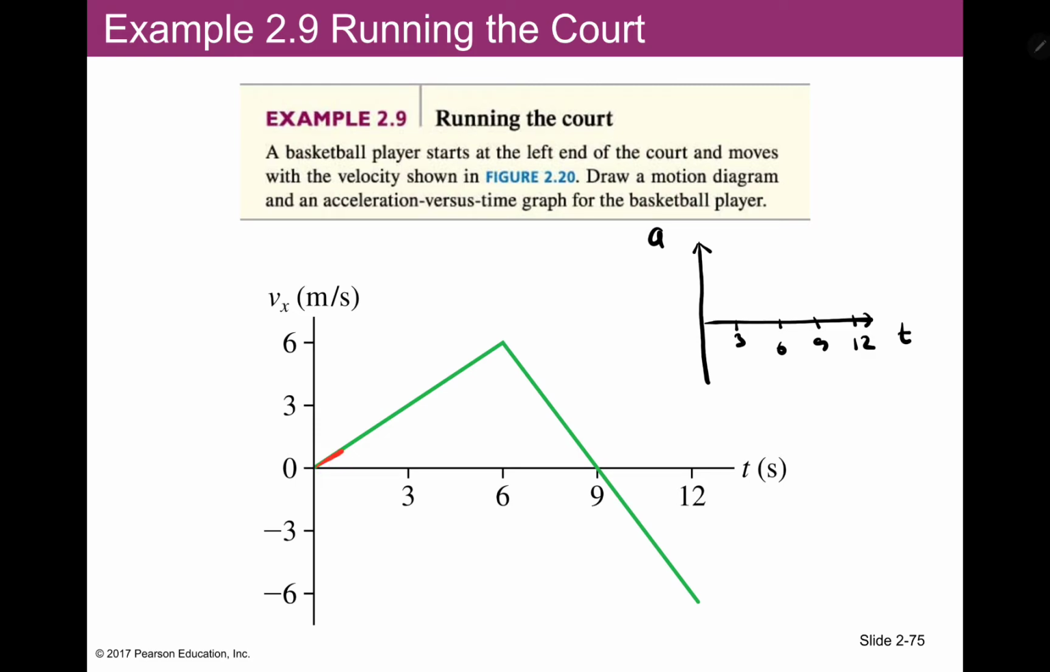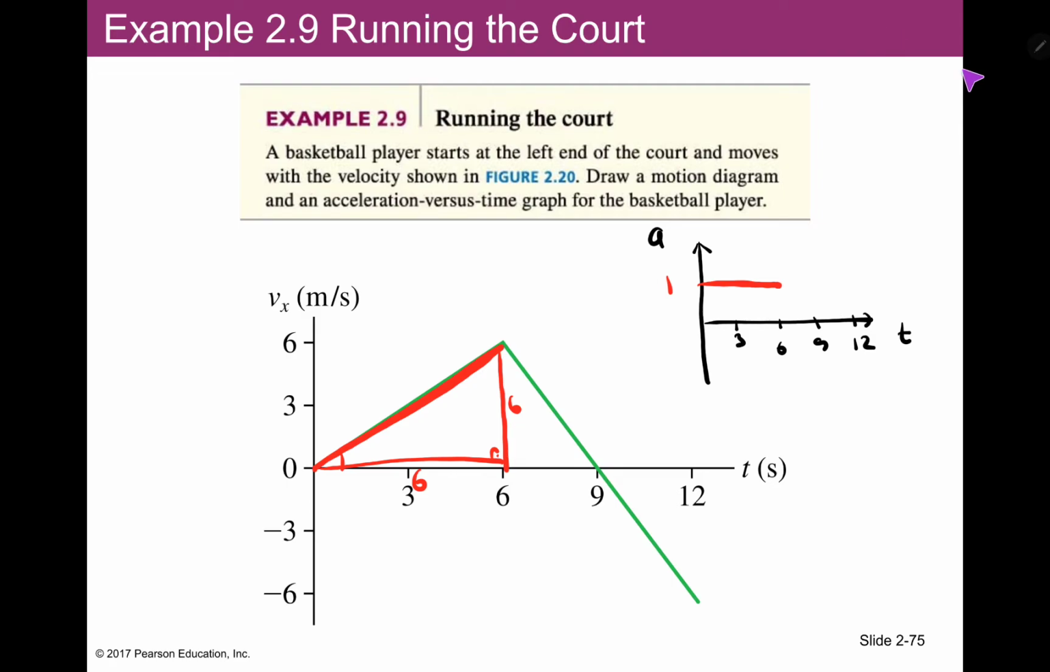Here between 0 and 6 seconds we have a constant slope, the angle is not changing, and this angle's tangent is equal to the opposite side 6 divided by the base 6, so slope equals 1, 6 over 6. So acceleration equals 1, and this acceleration is positive because the slope is positive. So 1 during the first 6 seconds, positive 1 because the slope is positive.